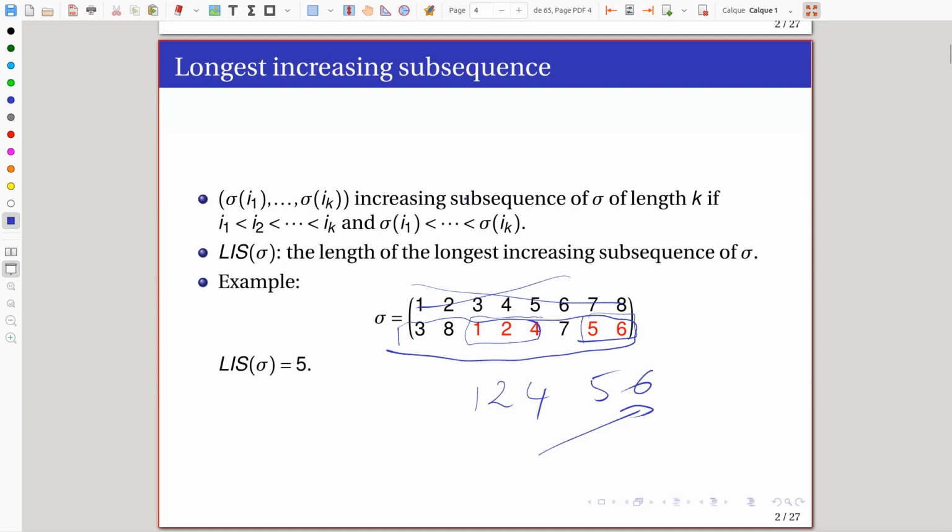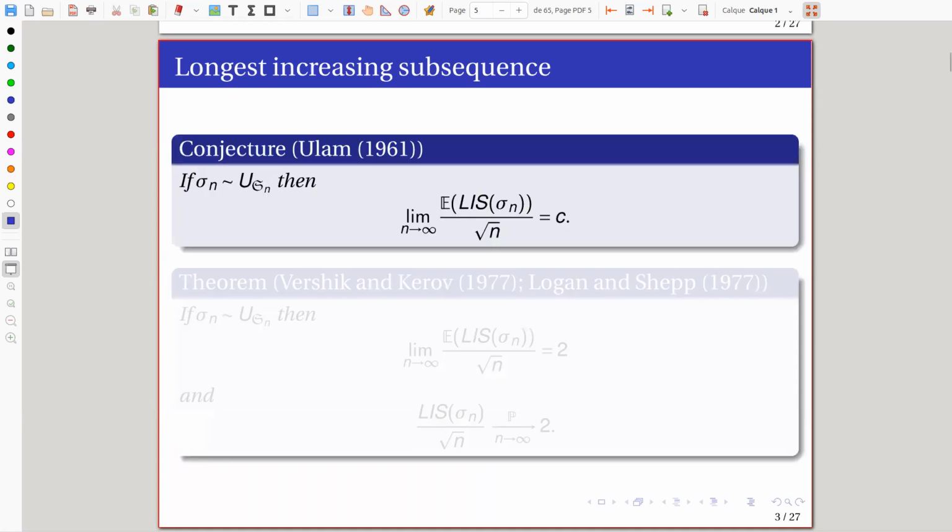So the object we are studying is the length of the longest increasing subsequence. For this one, we have 5 entries. And if you look at this permutation, it's not possible to find an increasing subsequence of length 6 or more. So the length of the longest increasing subsequence in this example is exactly 5. As I said before, this is an old problem. The first conjecture was made by Ulam in 61, and he says the following: if you choose your permutation to be a uniform permutation among the n factorial permutations, and you let the size of the permutation go to infinity, then the expectation of the length of the longest increasing subsequence will behave like c square root of n, with c some constant.